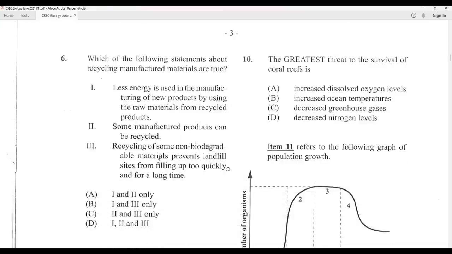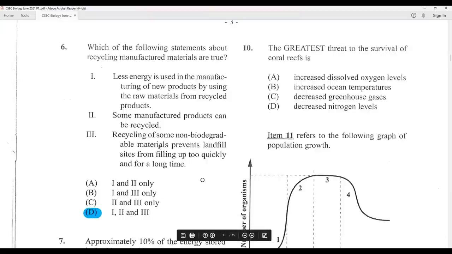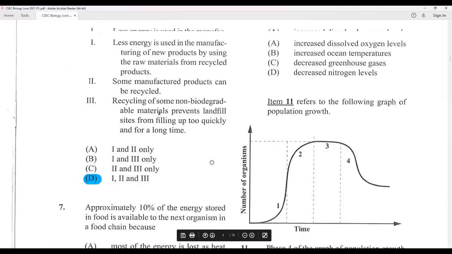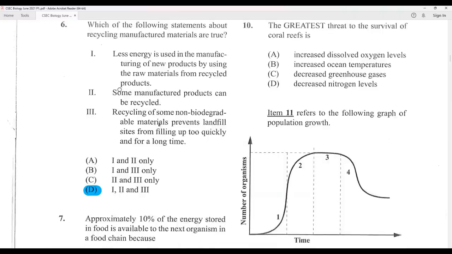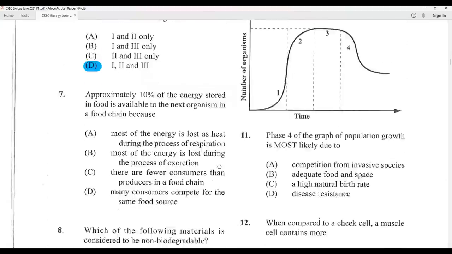Question 6, which of the following statements about recycling manufactured materials are true? Less energy is used in the manufacturing of new products by using the raw materials from recycled products. Yes. Some manufactured products can be recycled, yes. Recycling of some non-biodegradable materials prevents landfill sites from filling up too quickly. Yes, so 1, 2, and 3, we are going with D. Not all manufactured products will be recycled, but they said some, which makes it correct.